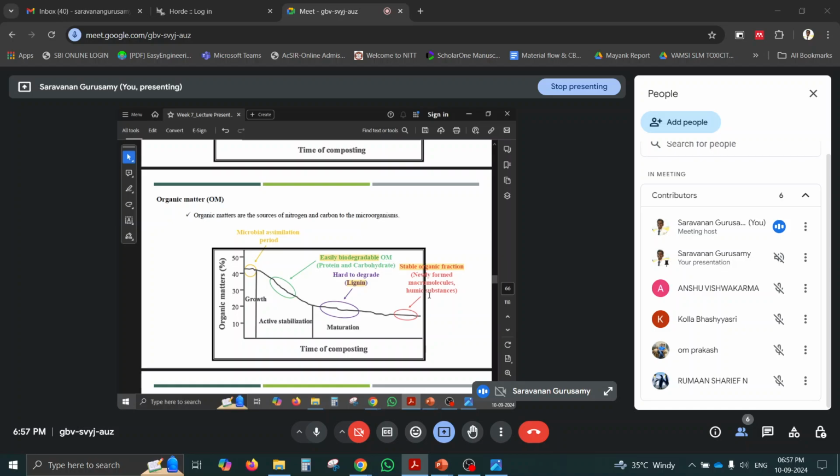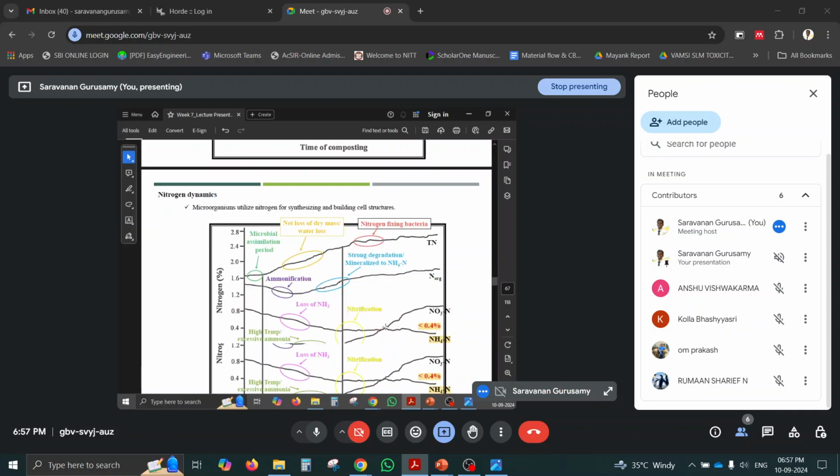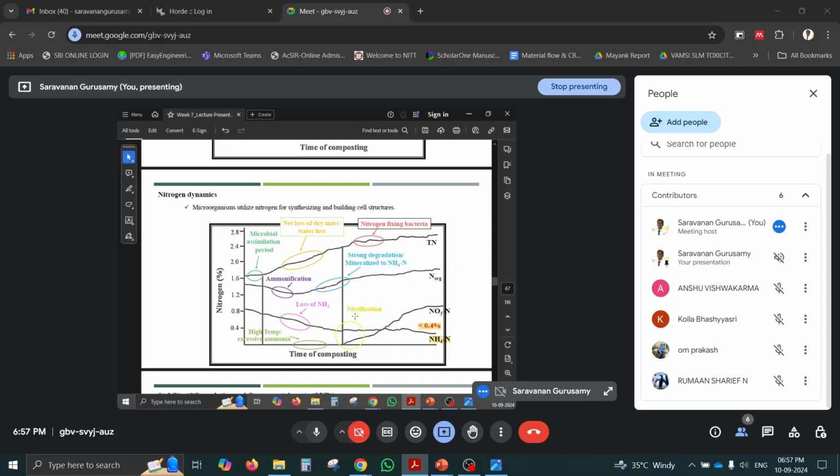At the time of composting, the organic compound will reduce. So we have seen how the pH is changing, how the EC is changing, and how the organic matter is changing. Now the nutrients, sorry, the nitrogen dynamics. What are the four forms of nitrogen I told? Total nitrogen, which is the combination of organic nitrogen, nitrate nitrogen (NO3), and ammonia nitrogen.